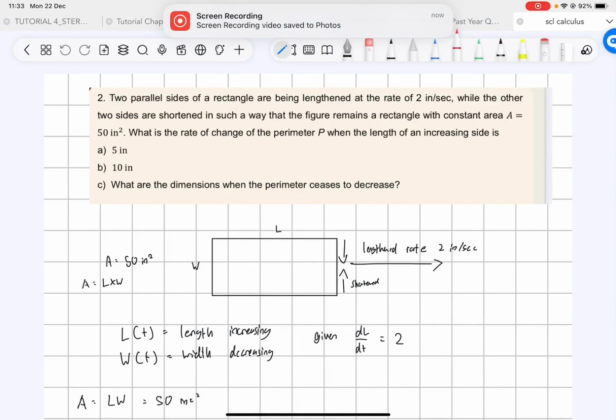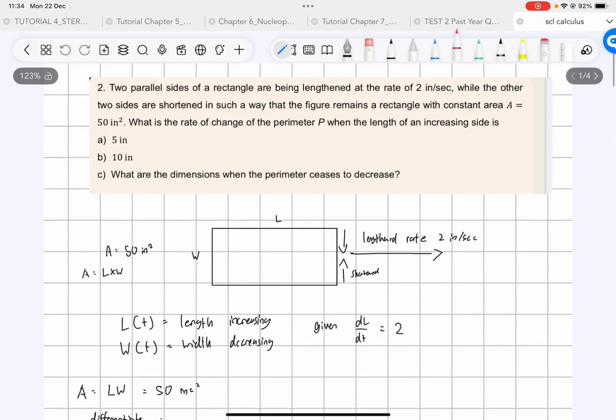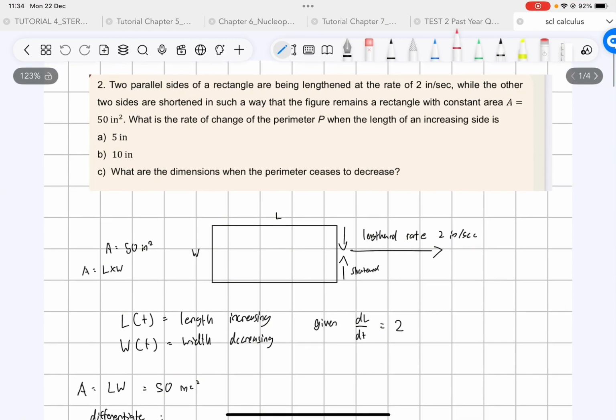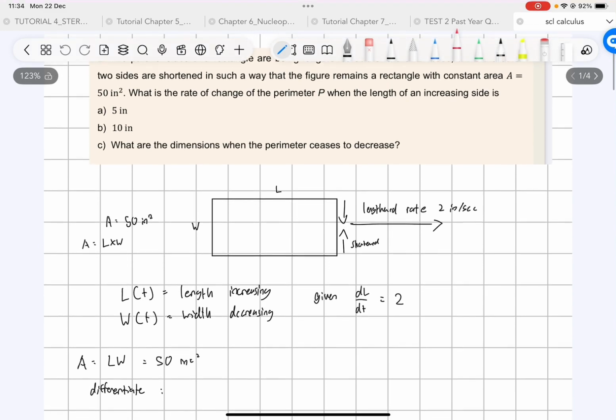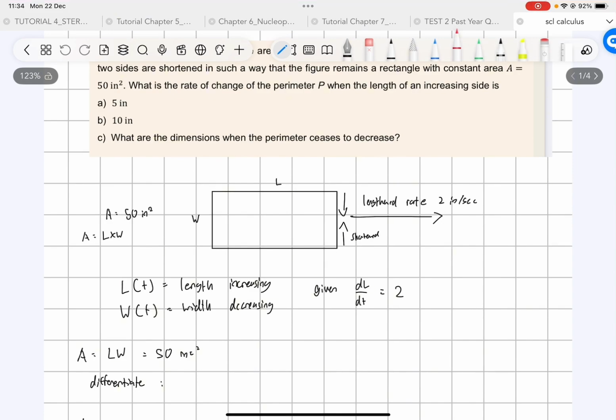In question 2, 2 parallel sides of a rectangle are being lengthened at the rate of 2 inches per second, while the other 2 sides are shortened in such a way that the figure remains a rectangle with a constant area A equal to 50 square inches. What is the rate of change of the perimeter P when the length of the increasing side is 5 inches and 10 inches, and what are the dimensions when the perimeter is decreasing?